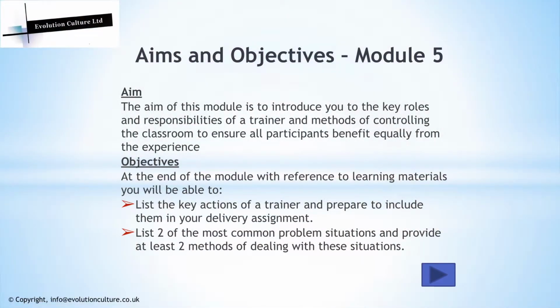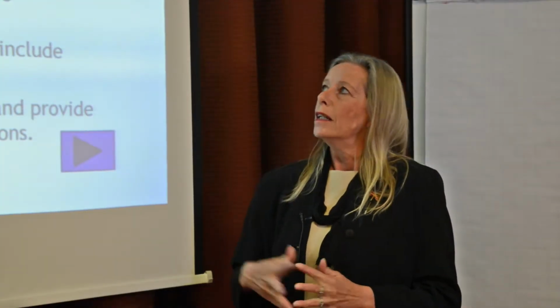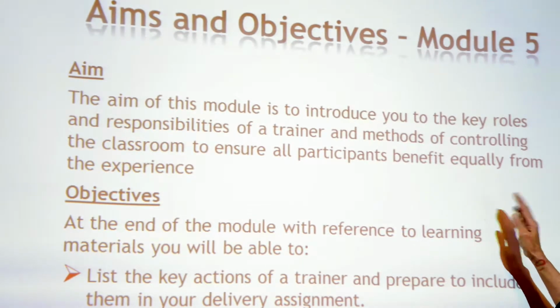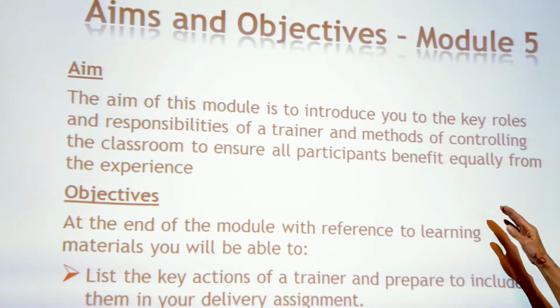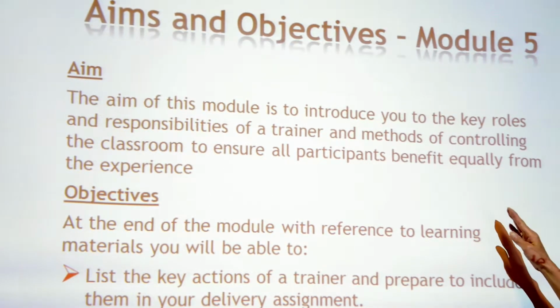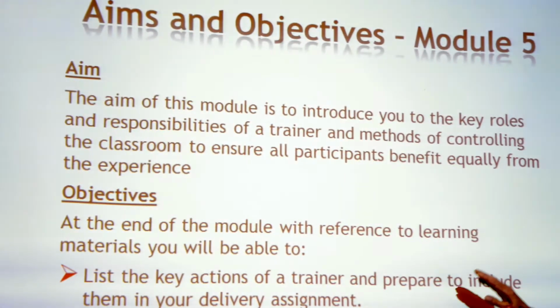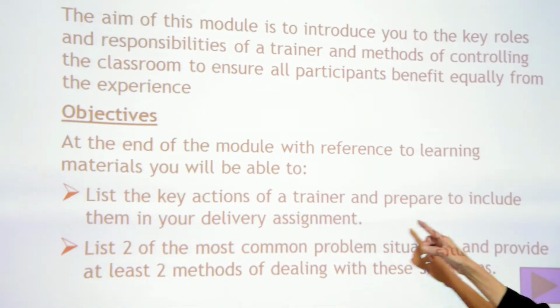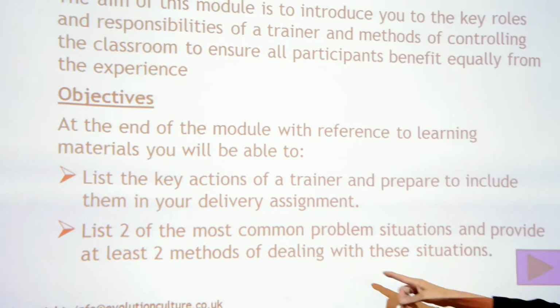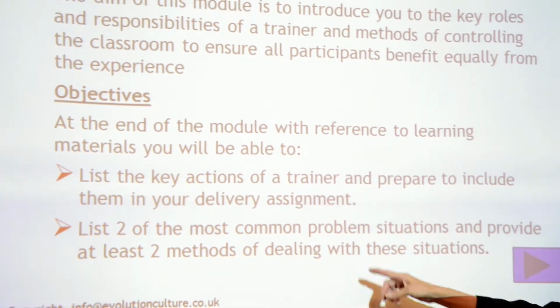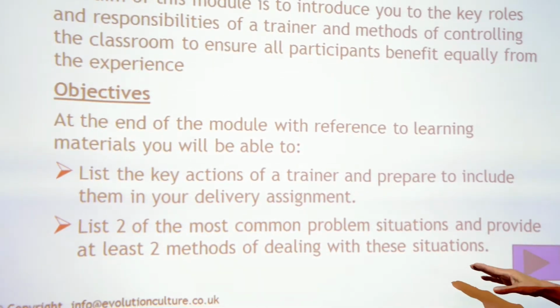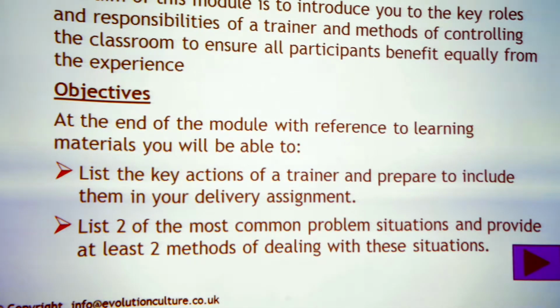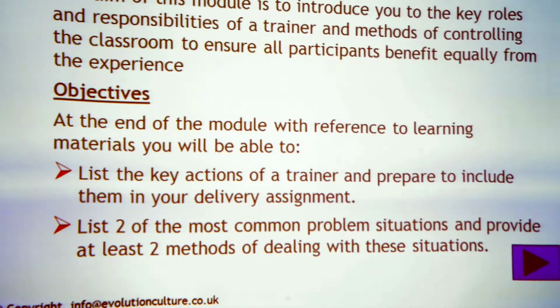So let's look at the aims and objectives for this video session. The aim is to introduce you to the key roles and responsibilities of a trainer and methods of controlling your classroom. We have two objectives here. You'll be able to list the key actions of a trainer and prepare to include them in your delivery assignment that's part of your whole online course.